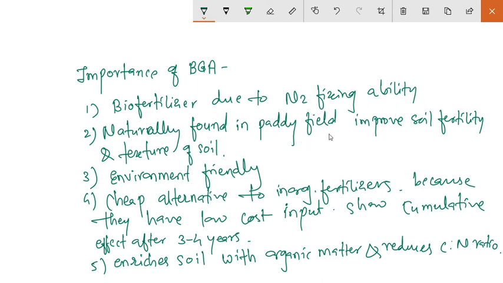They are used as a biofertilizer because they have nitrogen fixing ability. They are naturally found in paddy fields म्हणजे तांदळाच्या शेतात. They improve soil fertility, texture of the soil, environment friendly, cheap alternative to inorganic fertilizer because they have low cost input म्हणजे कमी खर्च लागतो. Show cumulative effect after 3 to 4 years, enrich soil with organic matter and reduce CN ratio.